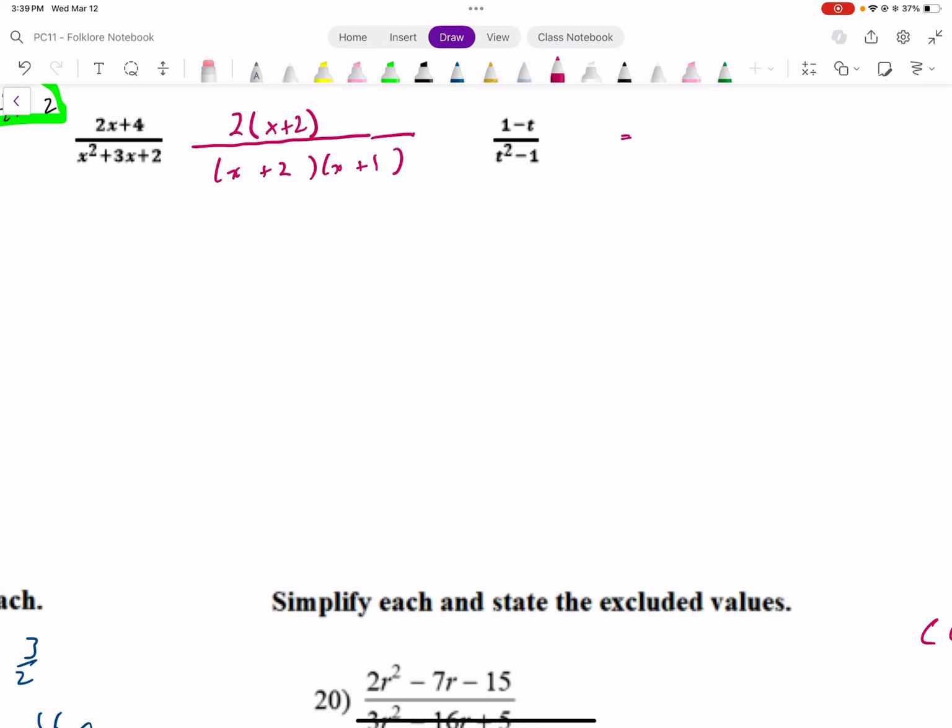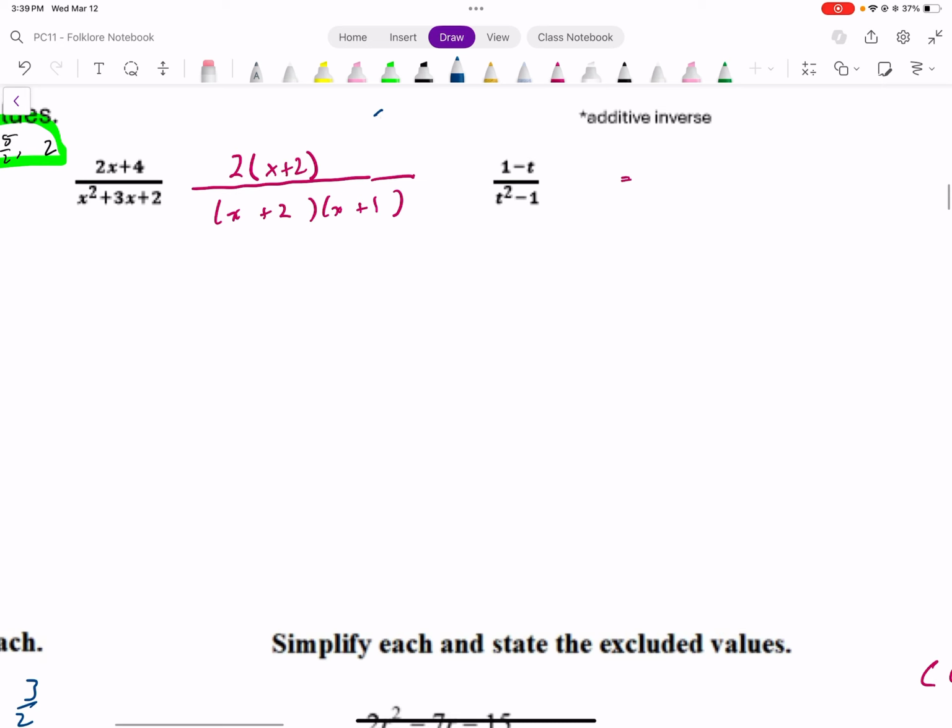Next thing I'm going to do is make sure that I list my non-permissible values. My non-permissible values are x cannot be equal to -2 or -1. At this moment, I'm going to cross out common factors. There we have it. So I have 2 over x plus 1. And just for fun, I'm going to write x cannot be equal to -2 and -1. So just because you cross out a factor, that restriction remains. It's kind of important.